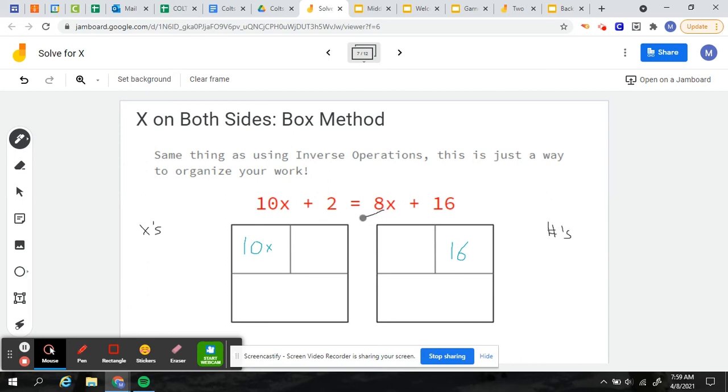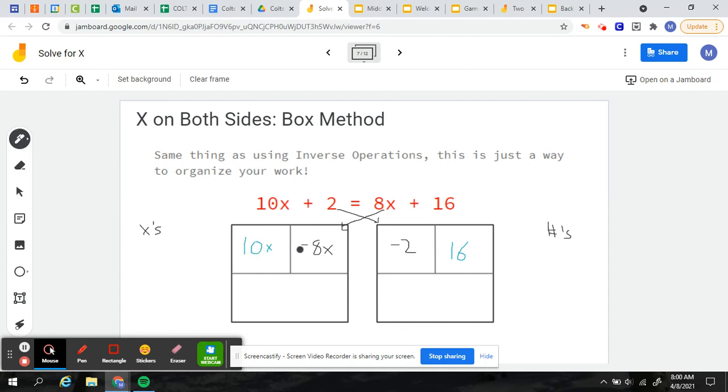So this 8x, when you put it in the box here, because it crosses the equal sign, becomes a negative 8x. That positive 2, when it crosses the equal sign, is going to become a negative 2. The reason we do that is because when they cross, we're using inverses, which remember means opposite. That is probably the hardest step for this problem.